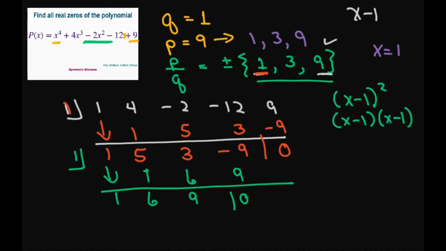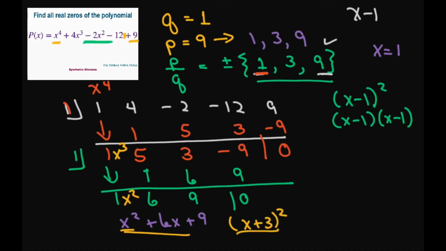All right. So therefore, looking at this part here, it's going to be x squared plus 6x plus 9, because this one was x to the power of 4, so this one would be x cubed, and then you go down, this would be x squared. And this can be factored as x plus 3 squared.